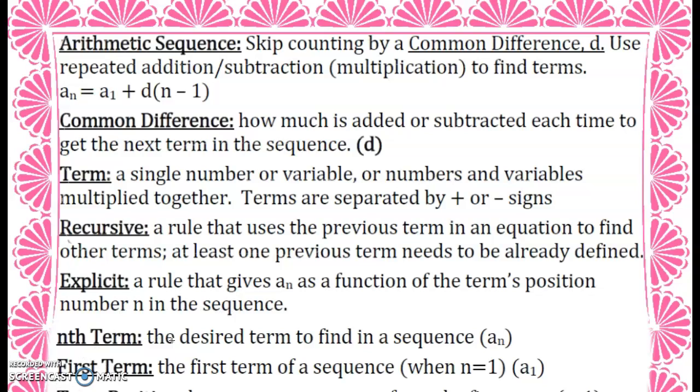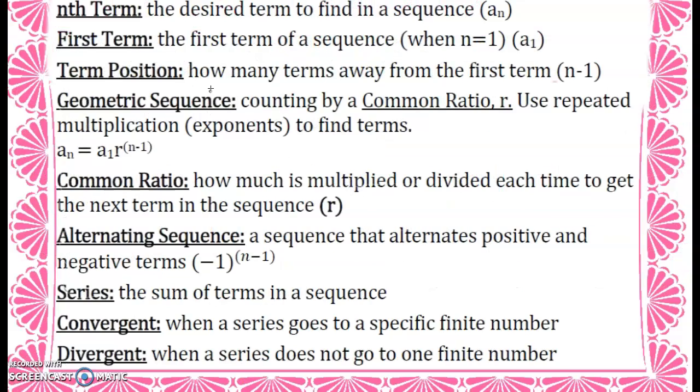Nth term: the desired term to find in a sequence. First term: the first term of a sequence. Term position: how many terms away from the first term? Geometric sequence: counting by a common ratio r. Use repeated multiplication to find terms.